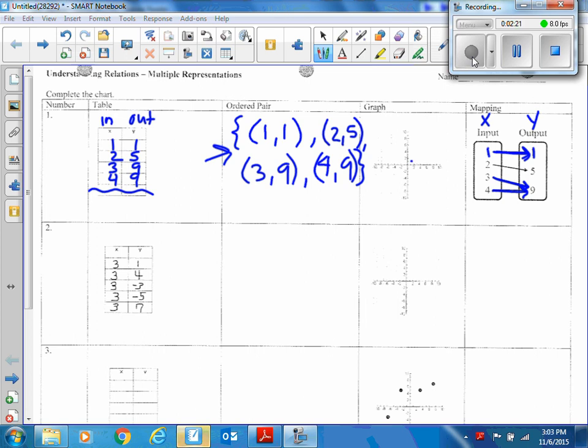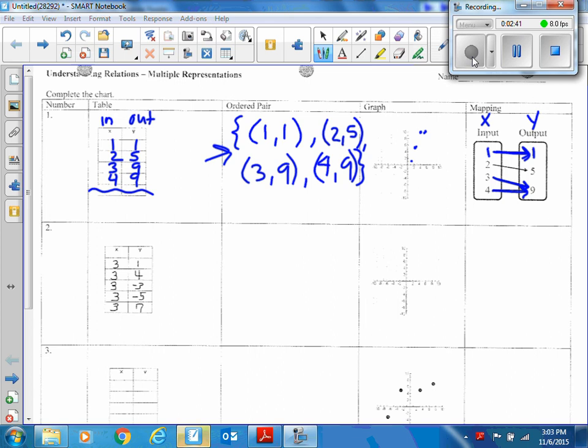Then we have 2, 5. So 2, 5, 3, 9. It'll be about up there. And then we have 4, 9. So it's going to be right next to this 3, 9.